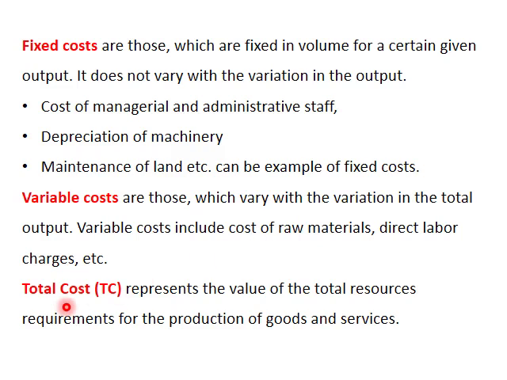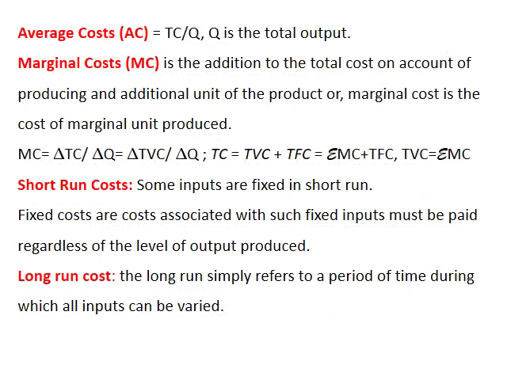And the other is total cost. This represents the value of total resource requirement for the production of goods and services. Mathematically, we can express total cost equals fixed cost plus variable cost. Fixed cost plus variable cost will give us total cost. The other is average cost, equal to total cost divided by the quantity. Q is the total output. Total cost divided by quantity gives us average cost.